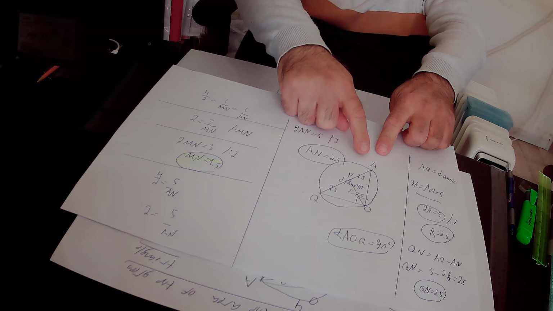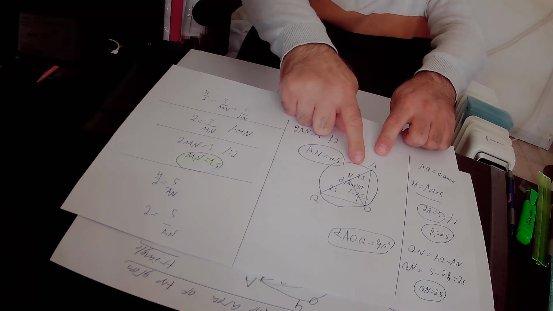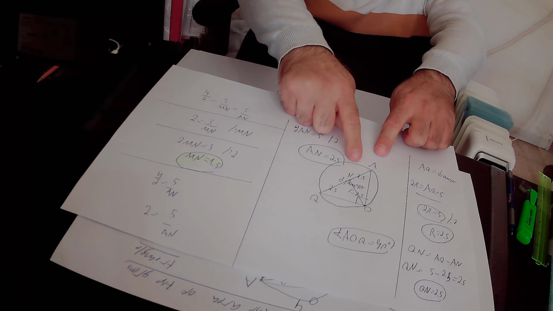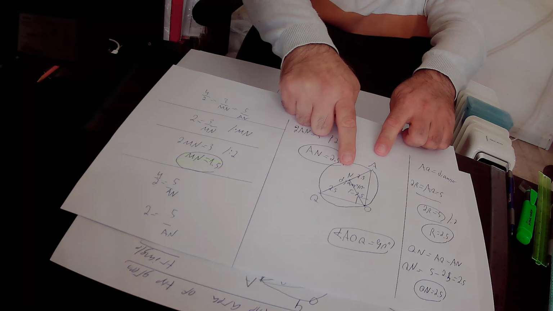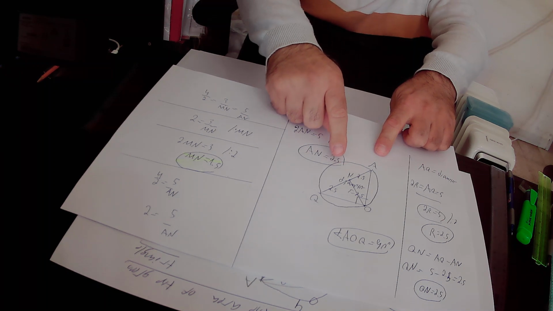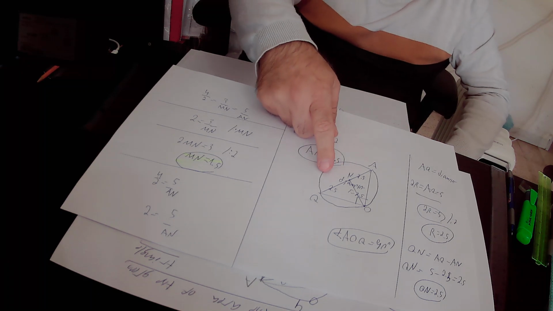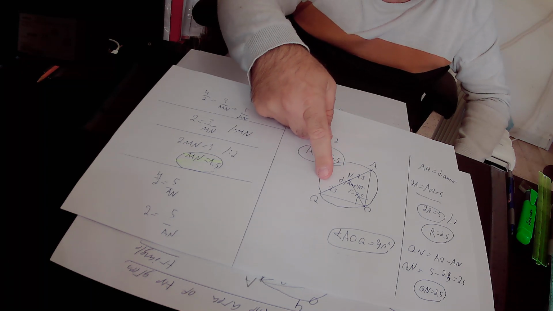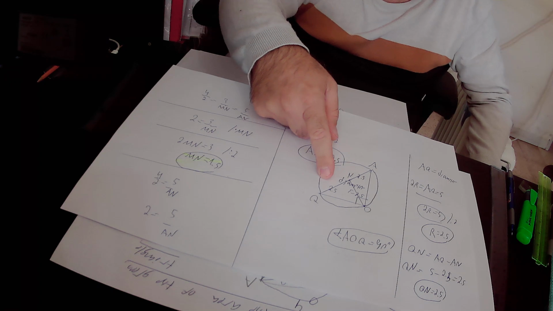Because the radius of this circle is 2.5, it means that AN must be the radius, because the radius equals 2.5. And NQ must also be the radius, that is equal to 2.5.